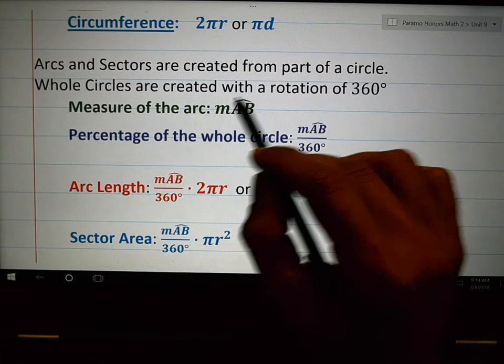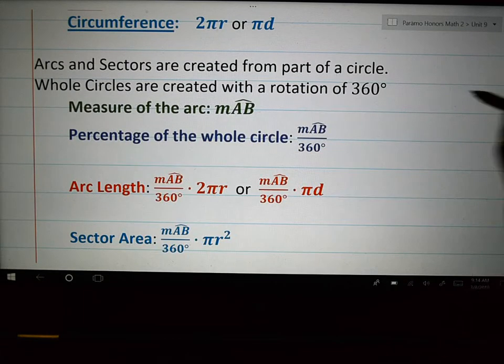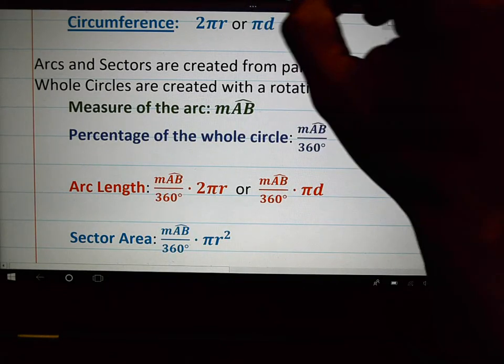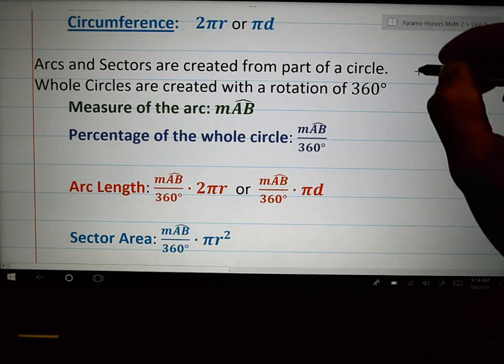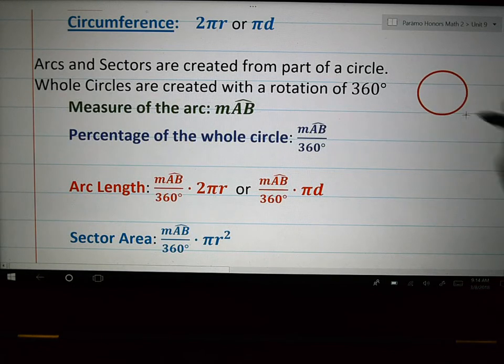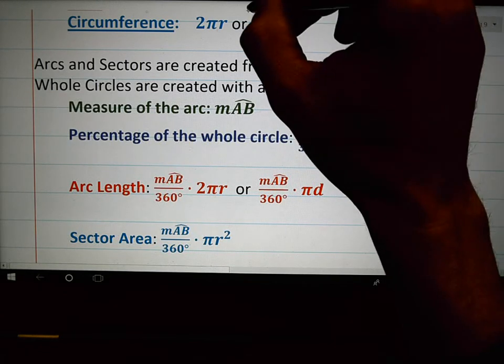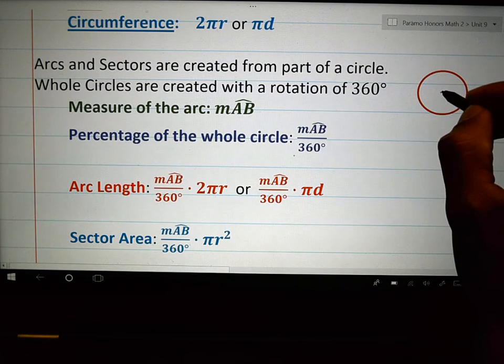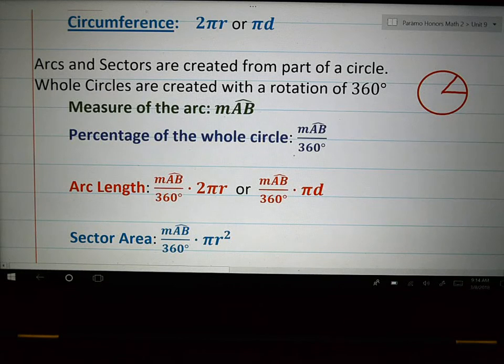Arcs and sectors are created from part of a circle. So a lot of times in this unit, we won't just deal with a whole circle. If I think of a whole circle like this, what we're going to be dealing with is part of a circle. So if I'm thinking of a sector or an arc length, we may not be talking about the whole thing. We may be talking about just a piece of it. If I go from here all the way around the circle, that's 360 degrees.